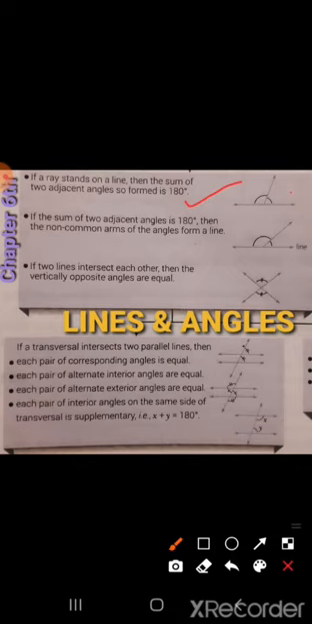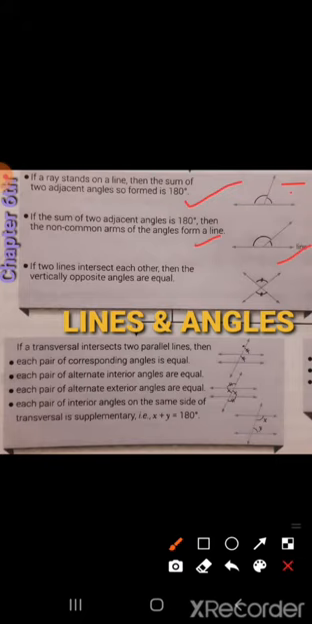Look at the figure here. These two angles are adjacent to each other and their sum should be 180 if they make an angle on a straight line, right? The second one is, if the sum of two adjacent angles is 180, then we show that the line given is a straight line here. Both are converse to each other, right?